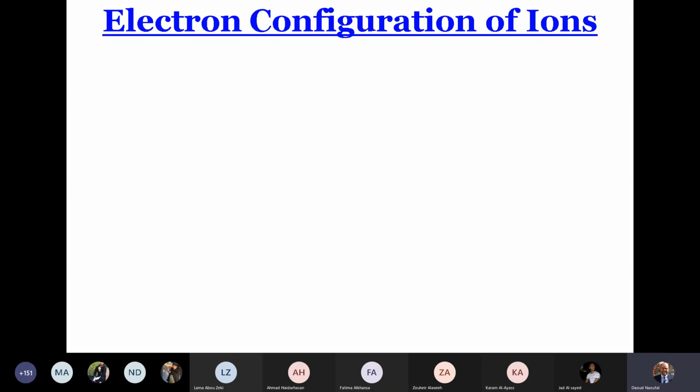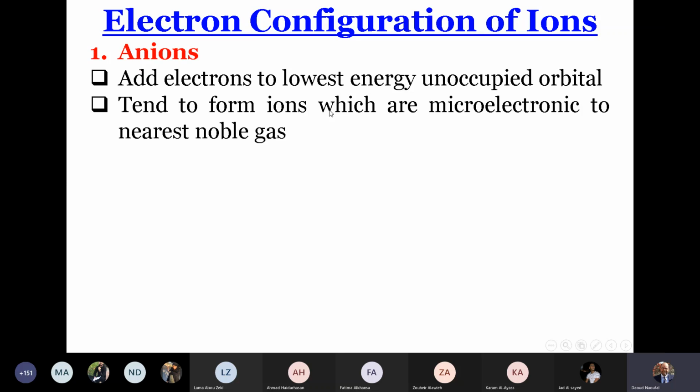Configuration of ions. We have two types of ions. We have the anion, which is the negative ion. So for atom X, we have anion X minus. How is X minus obtained from X? X plus 1 electron gives X minus.